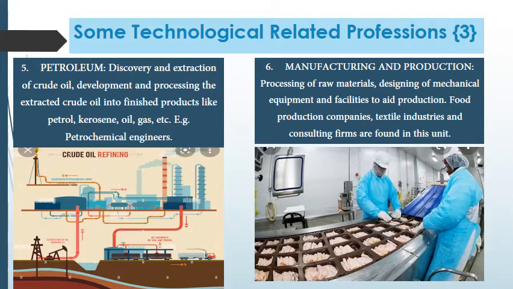Let's look at the area of manufacturing. Processing of raw materials, designing of mechanical equipment and facilities to aid production are part of the functions of manufacturing companies. Examples of manufacturing companies include the food production companies, textile industries, and consulting firms. These are the manufacturing and production companies.